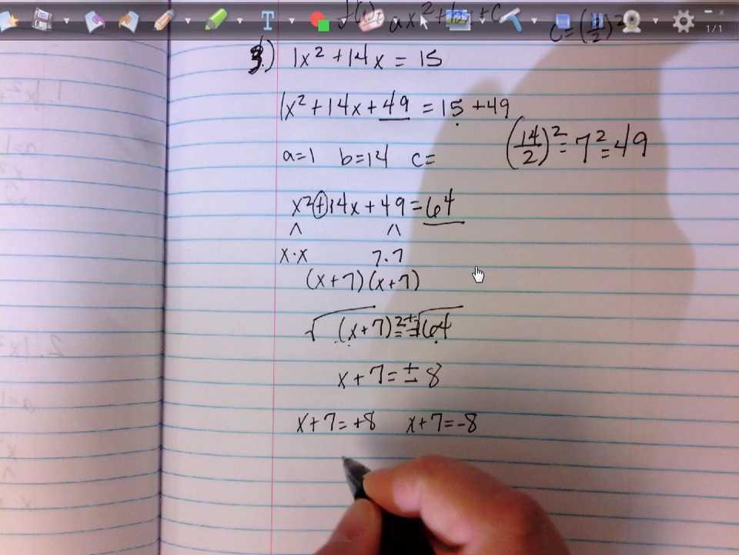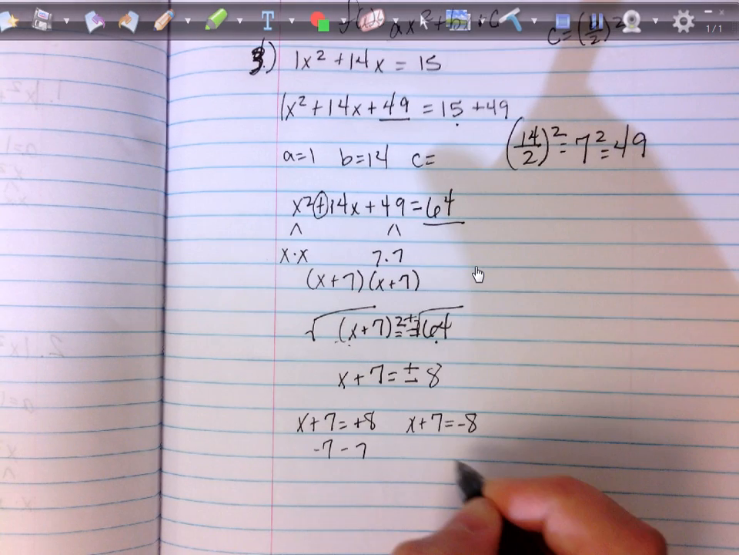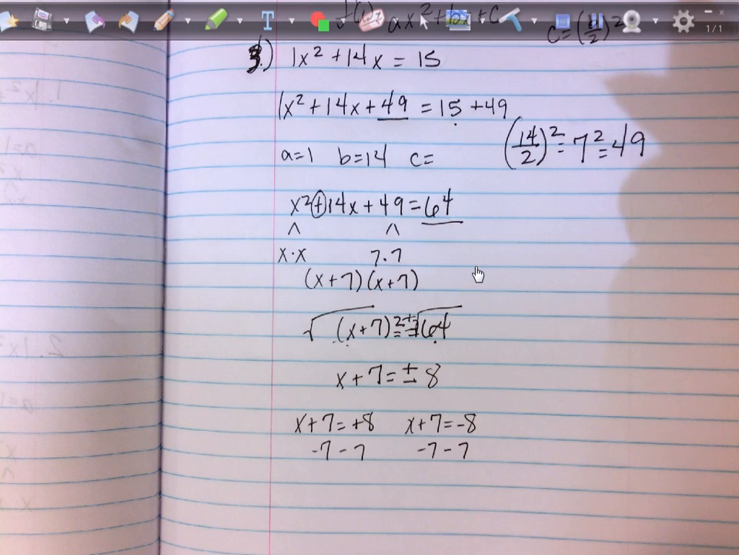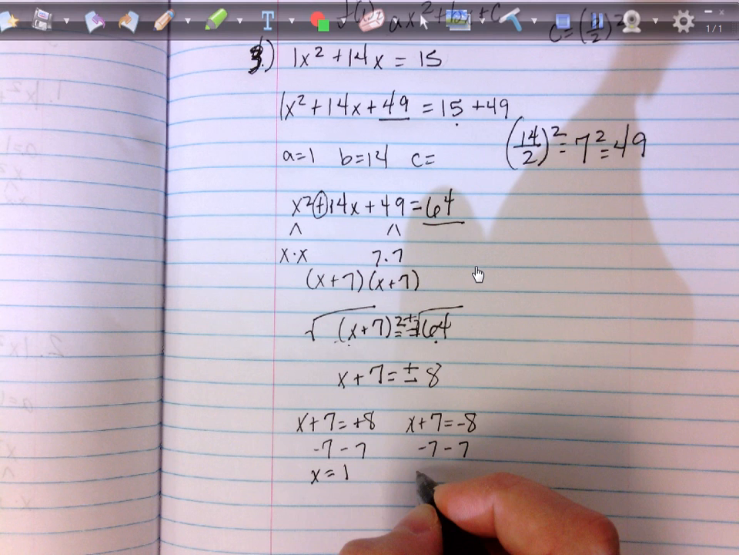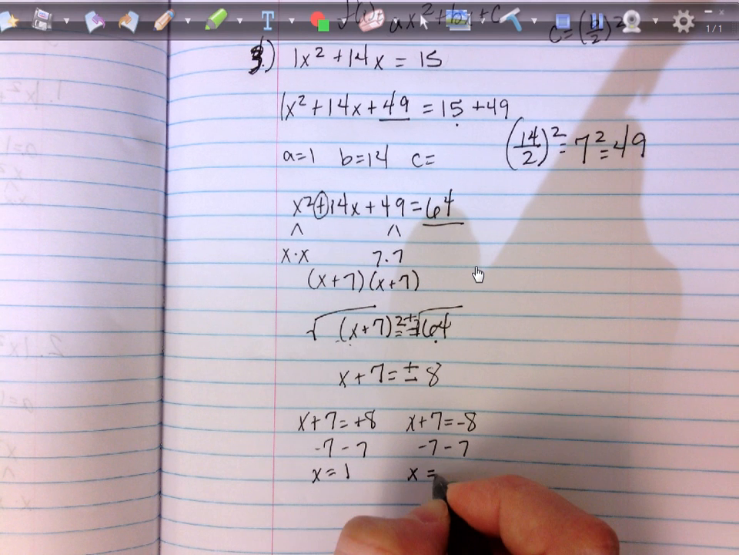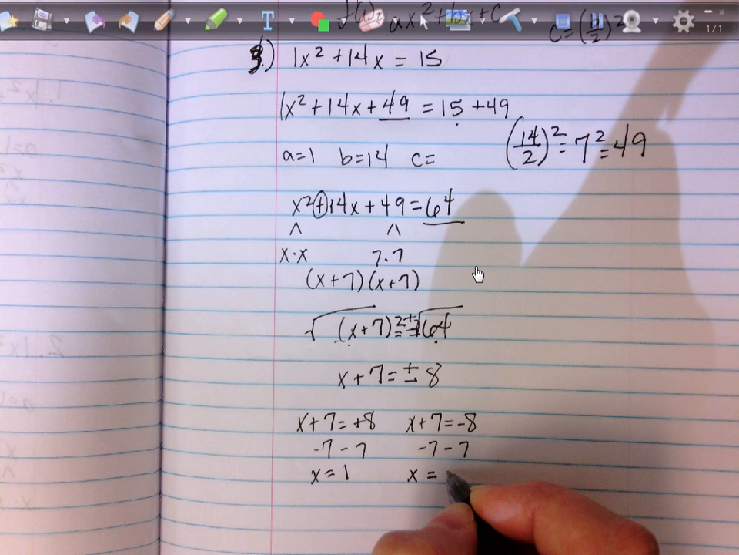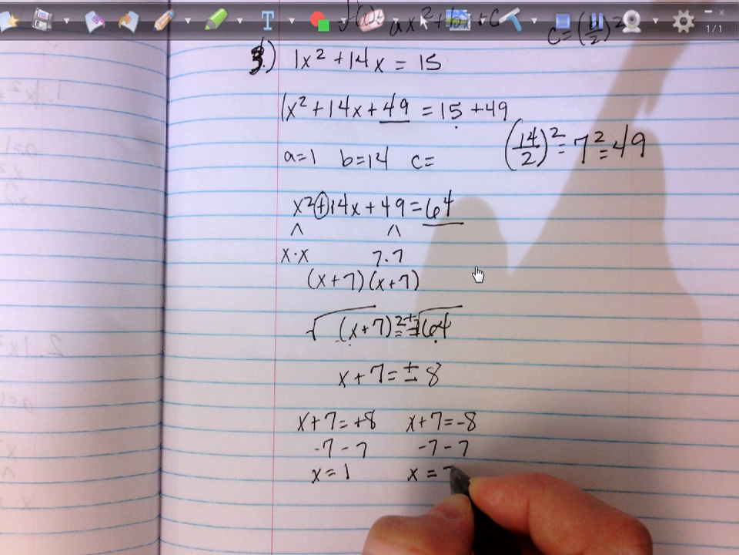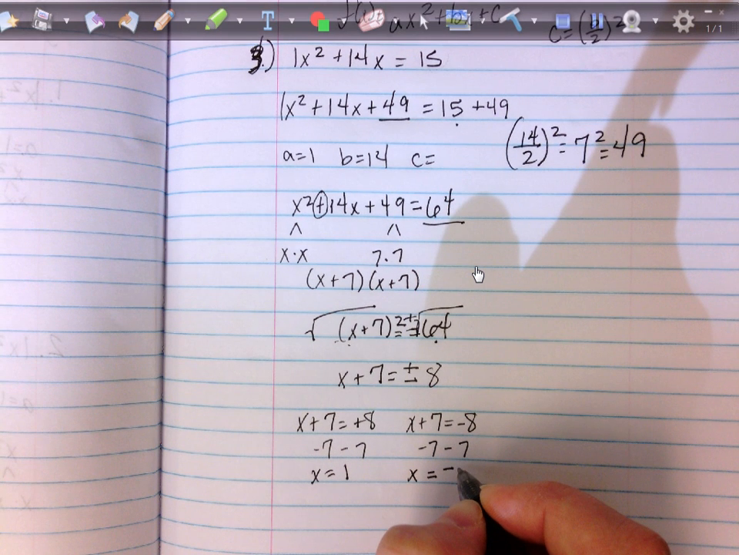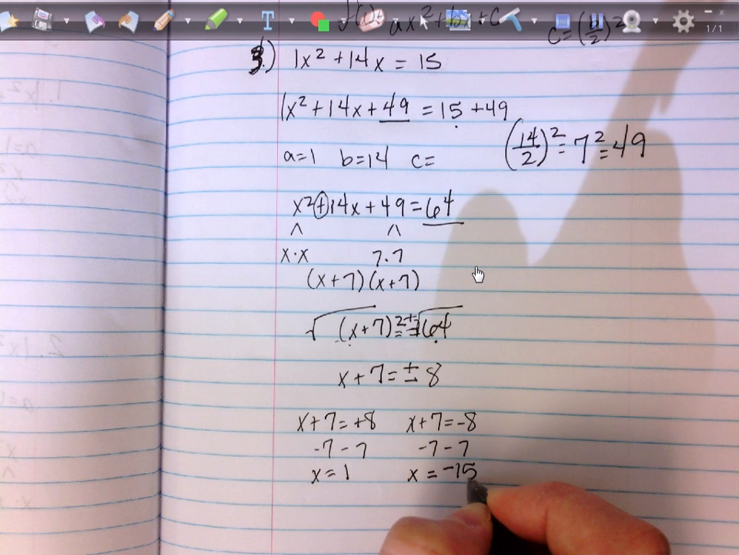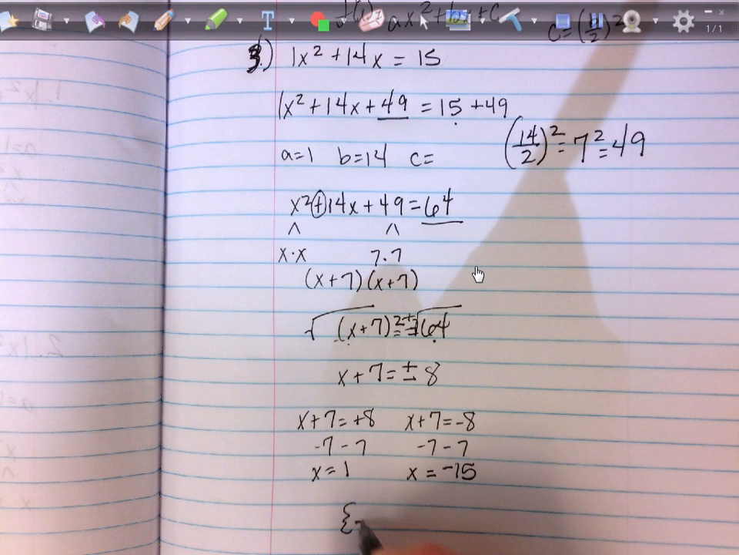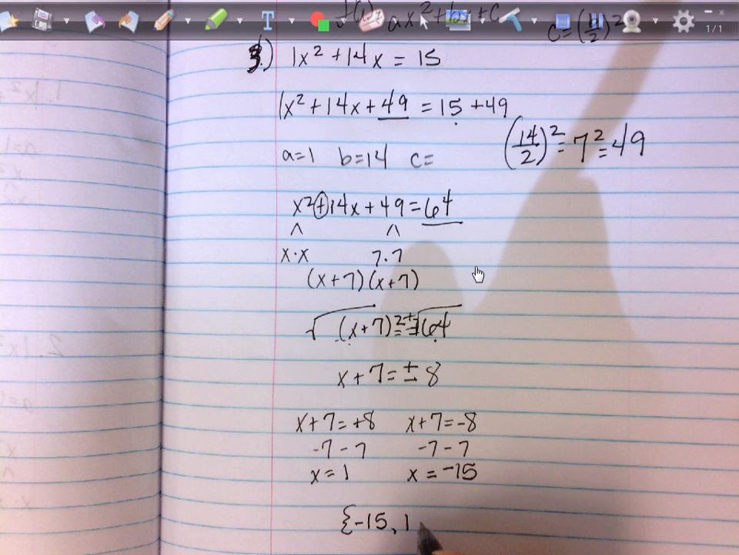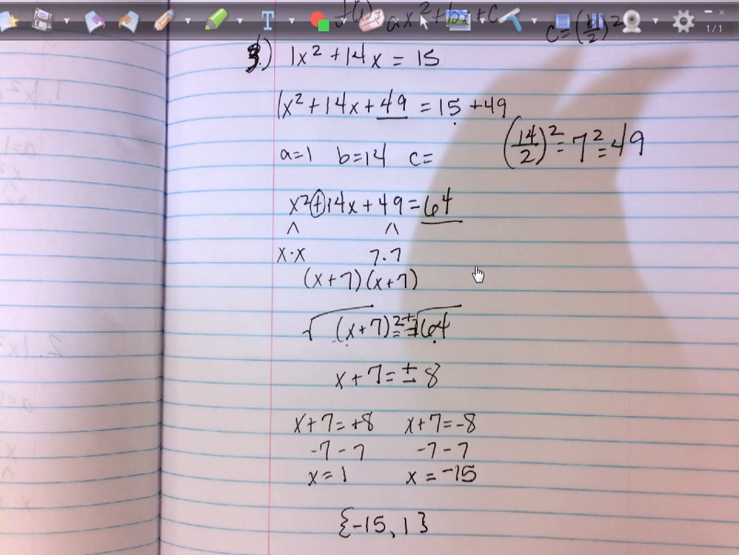And now we're going to subtract 7 on both sides in each equation. So this is going to give us x equals 1 and x equals negative 15. So here in my brackets, I'm going to say negative 15, comma, 1. And that is going to be my final answer.